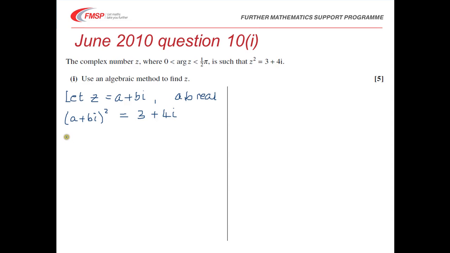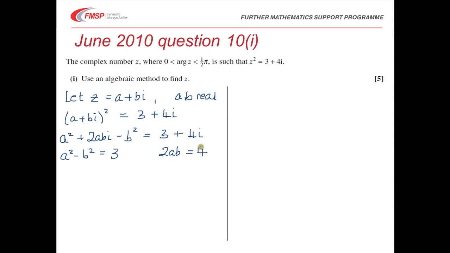If we multiply out the left-hand side, we'll get a squared plus 2abi minus b squared, because of course we get b squared i squared, but i squared is equal to negative 1. And that now we're saying is equal to 3 plus 4i. Now the only way that those two things can be equal is that their real parts are equal, in other words, a squared minus b squared is equal to 3, and their imaginary parts are equal, in which case 2ab must be equal to 4.